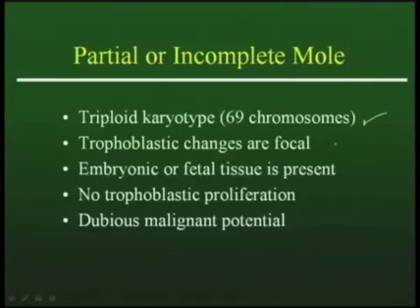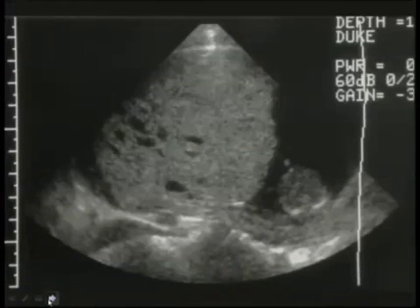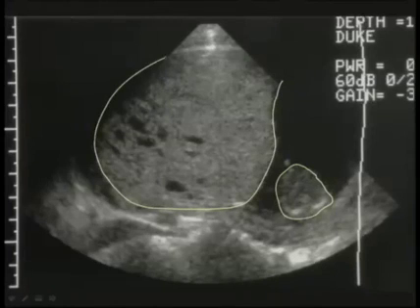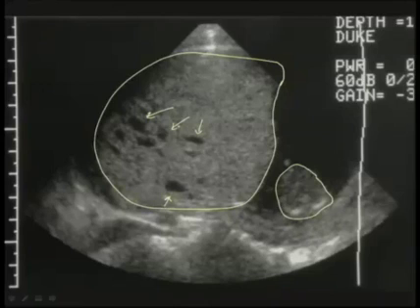The trophoblastic changes are more focal. Embryonic or fetal tissue is present, and there should be no trophoblastic proliferation as you would see with a complete or true mole. There is essentially no malignant potential associated with this entity. This is an example of a triploid pregnancy. This is the fetus here, and you can see that the fetus is dwarfed by this very large, massively large placenta with all these little cystic spaces within it. So this is characteristic of triploid pregnancy: very small growth-restricted fetus, a very large placenta with multiple cystic spaces.